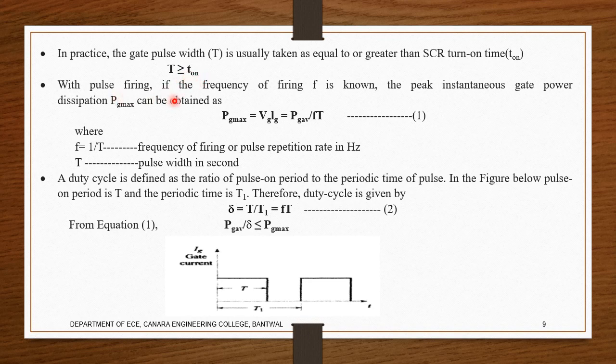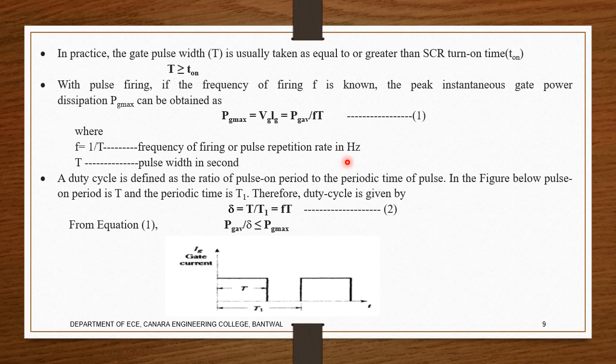With pulse firing, the frequency of the firing is known as F. The peak instantaneous gate power dissipation Pg max can be obtained as Pg max equals Vg into Ig, which is equal to Pgav divided by F into T. Here F equals 1 by T, the frequency of the firing pulse or repetition rate, and T is the pulse width in seconds.